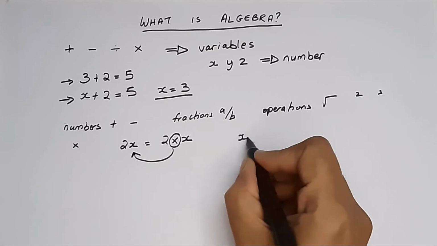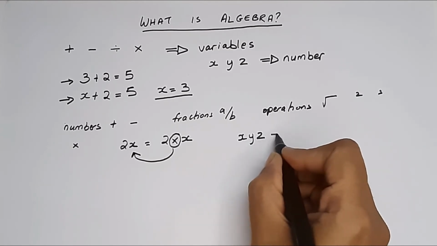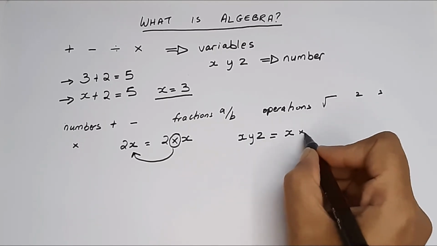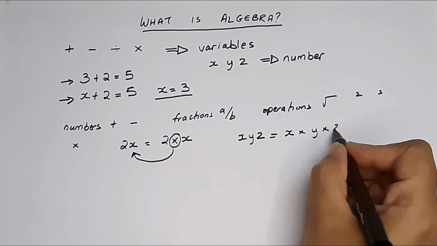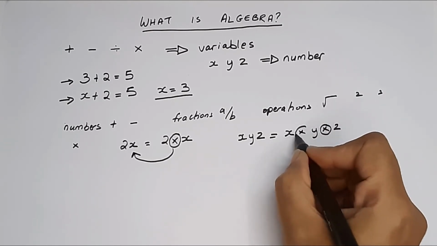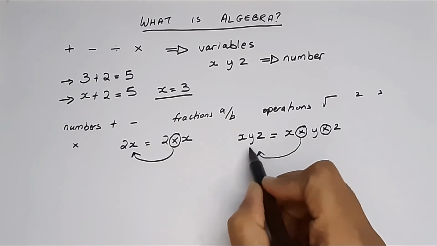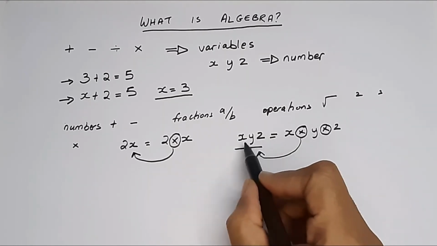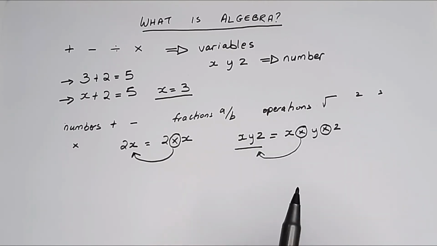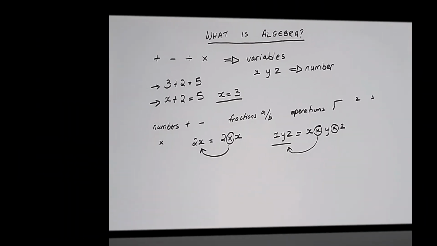Or if I say xyz, this is actually equal to x times y times z. These multiplication signs are not required in algebra. It is understood when we write xyz. This means x times y times z. Now let's move on to numbers.